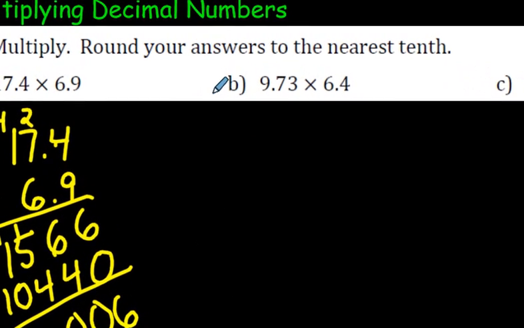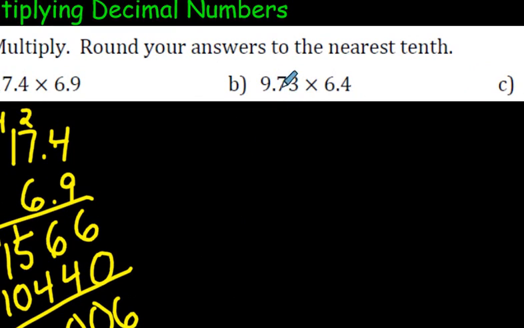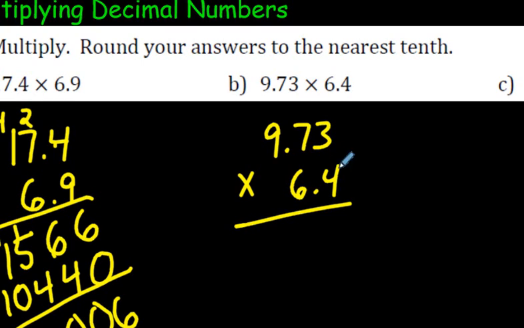Let's try another question. 9.73 times 6.4. Okay, let's multiply it out. 3 times 4 is 12. 4 times 7, 7 times 4 if you want, is 28. Plus 1 is 29. Sure helps to know the times tables. 9 times 4 is 36, plus 2 is 38.